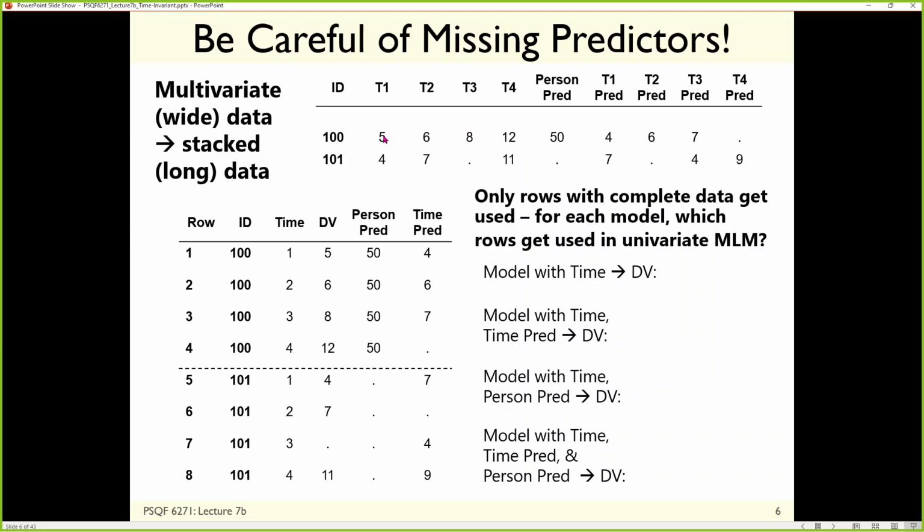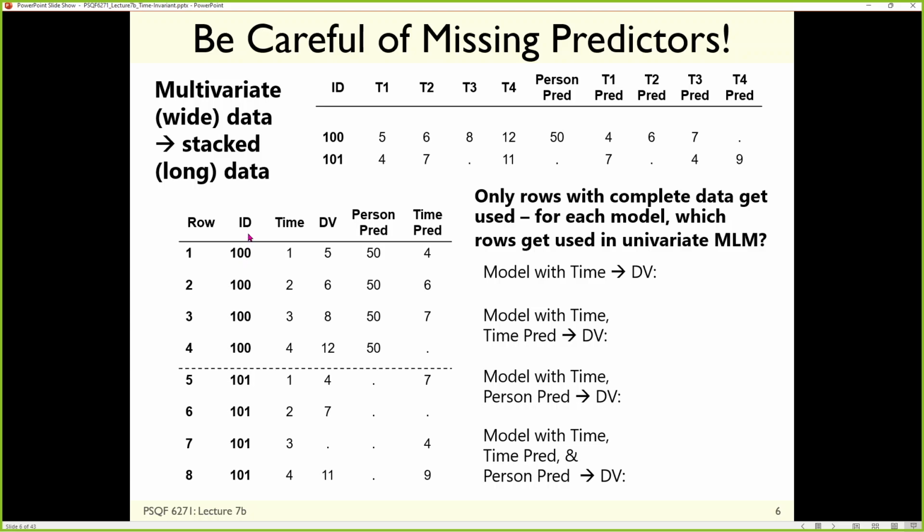So let's say that we have an outcome measured for 4 occasions. I have a person level predictor that was measured once, and then I have a time varying predictor that was measured 4 times as well. I can restructure this wide data set into this long version, and it is 1 row per occasion per person.